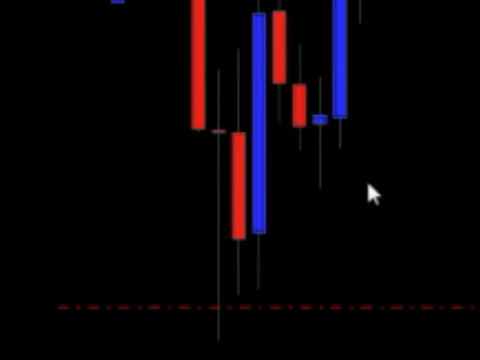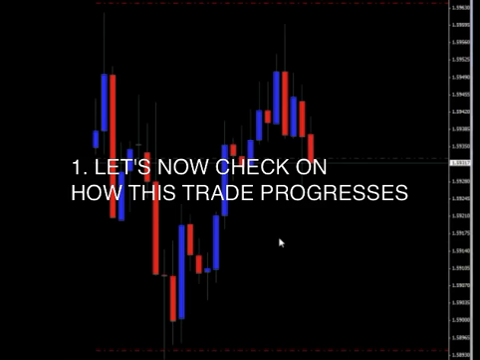Okay, so this is on the 15-minute time frame, and it's the pound US dollar we're trading here. So let's come back in a few minutes and see how this trade progresses.